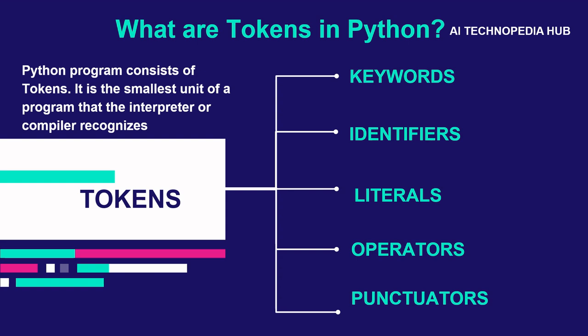Then there are the operators. Operators are the symbols that perform operations like addition and subtraction, or double equal to for comparison. And finally, we have punctuators, also called delimiters. These are symbols like parenthesis, colon, or comma and so on. They help structure your code properly. Together, these tokens are the foundation of every Python program, and in the next few videos, we'll take a close look at each type.